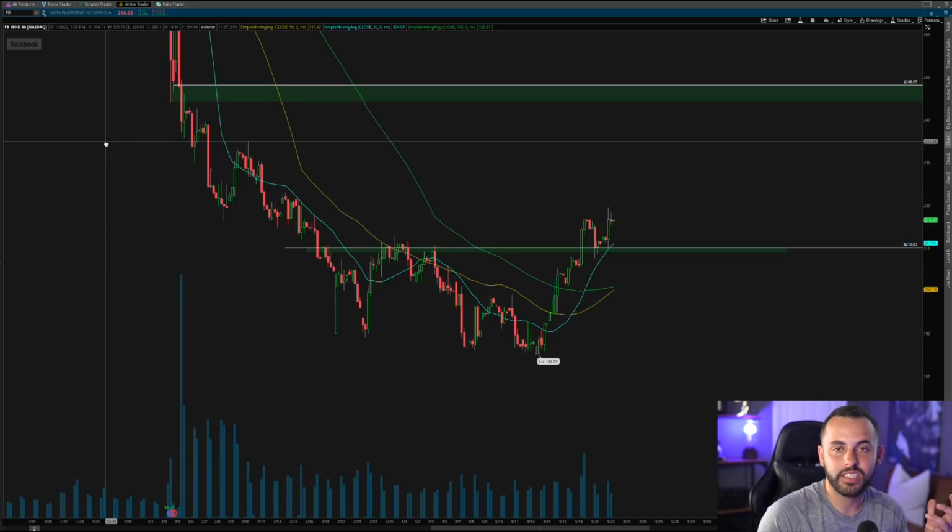Another example that I want to share with you guys today before we wrap up this video on the break and retest is on Facebook. Here on Facebook, we see a very similar trade setup, which we talked about in the pre-market live stream as well. On your charts, you're looking at Facebook on the 4-hour.